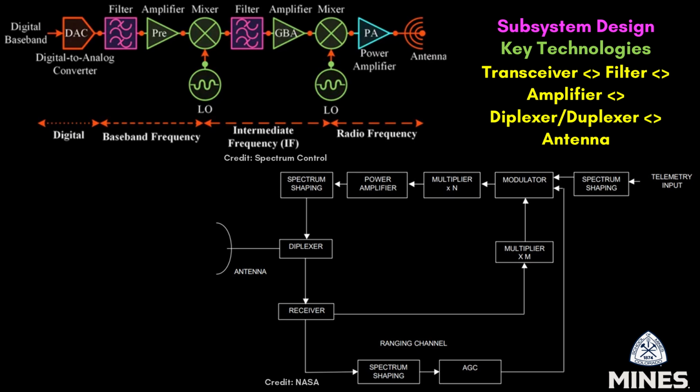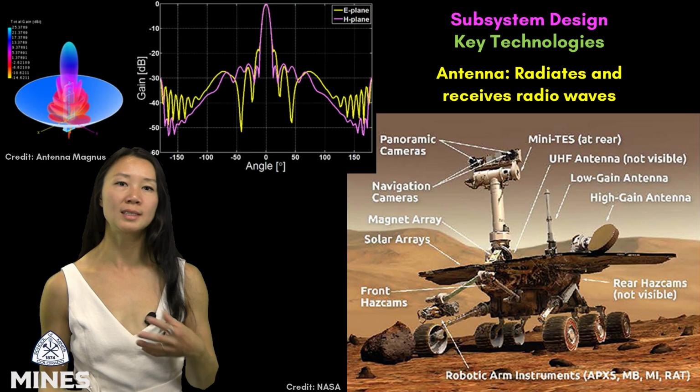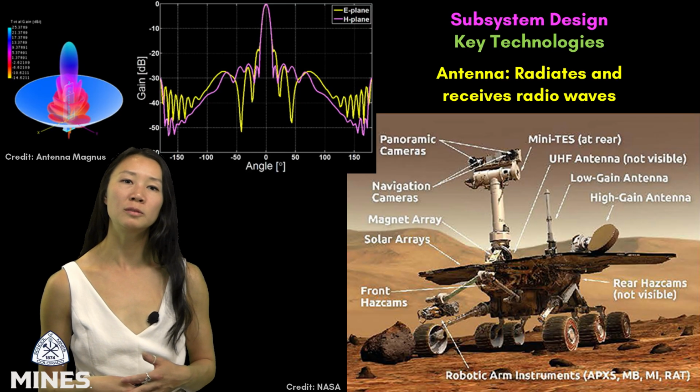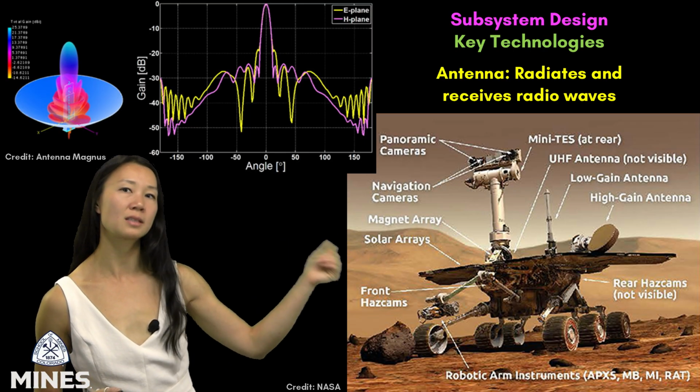Here I've described core components, but these are not completely comprehensive of all the components you can use in a communication subsystem. I want to focus in a little bit more on antennas. We'll discuss the critical role of antennas in space robot design using the Mars exploration rovers as our example.